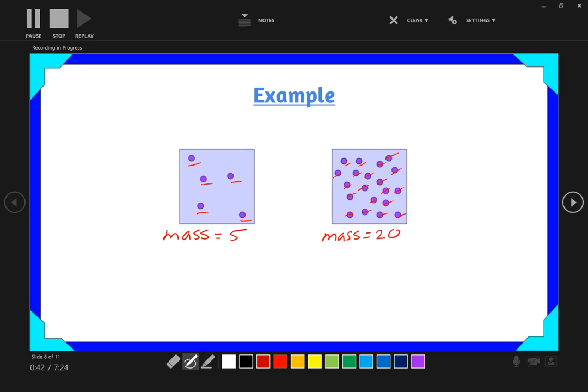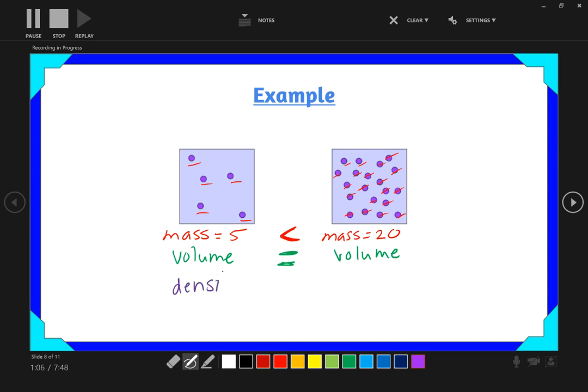Okay, so who has a greater mass? The first box or the second box? The second box. Now let's take a look at the volume. If we take a look at these two squares, remember that the volume is just the size of your object, how much space it takes up. So if we take a look at it, the volumes of these two items are equal.